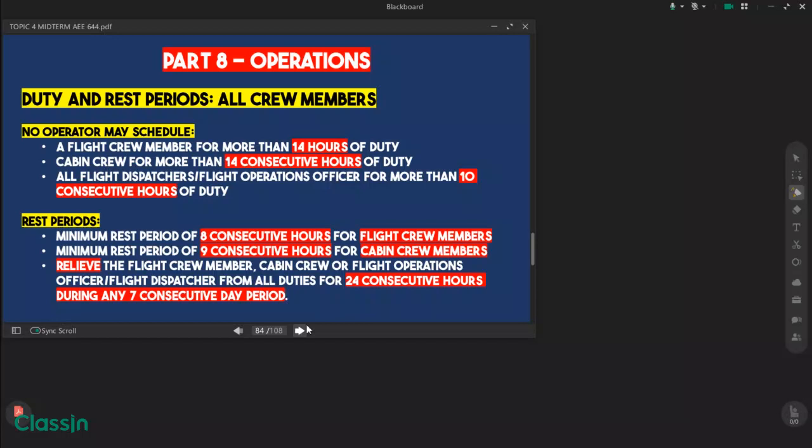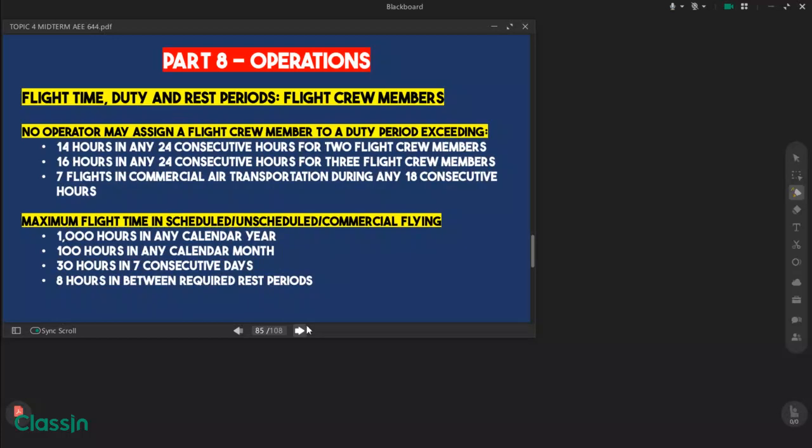Okay? So, relieve the flight crew member, cabin crew, or flight operations officer from all duties for 24 consecutive hours during any 7 consecutive day period. Ibig sabihin nun, kung pumasok po ang certain employee ng 7 days straight, Monday to Sunday, kailangan after nun, meron po siyang day off or minimum day off na isang buong araw. Or, in this case, 24 consecutive hours. Okay? Sige. So, no operator may assign flight crew member to a duty period exceeding 14 hours in any 24 consecutive hours. So, kadalasan niya lang naman yan.